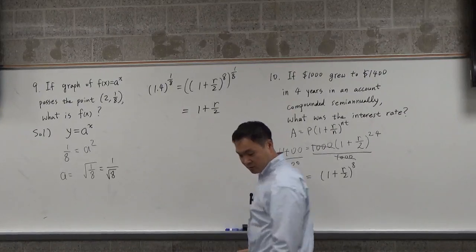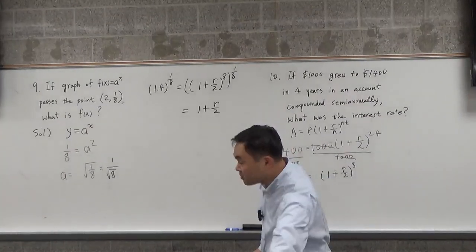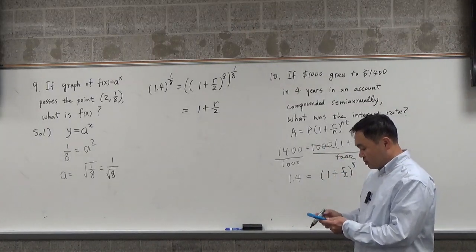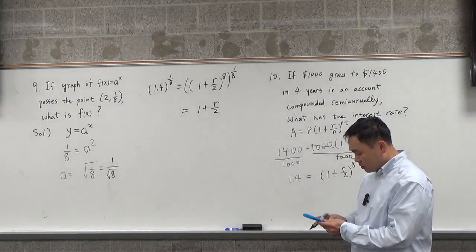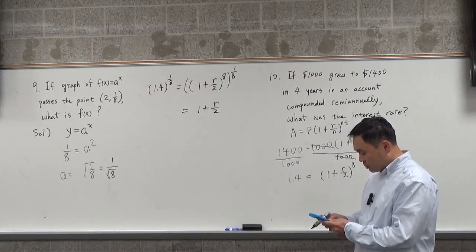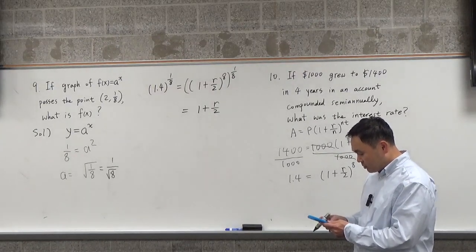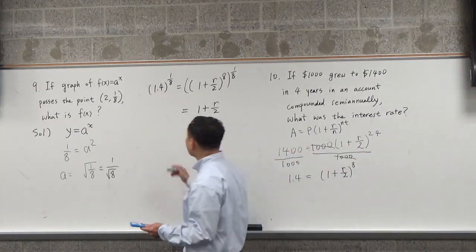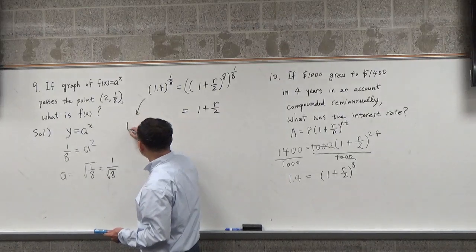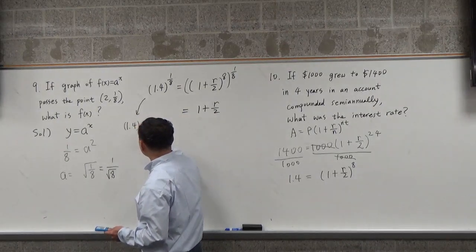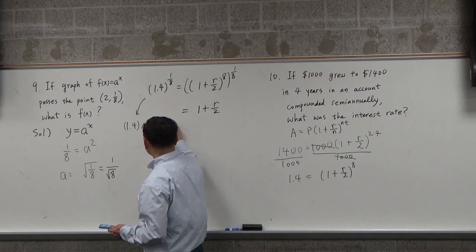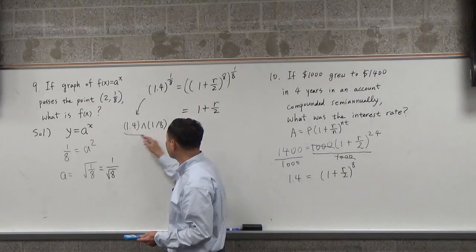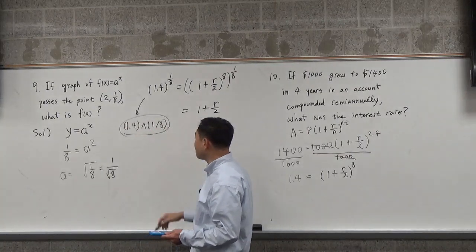Where's my calculator? Okay, on the other hand, if you do 1.4 to the power of 1 divided by 8, so in the calculator I did this, 1.4 to the power of 1 divided by 8. Again, don't forget this parenthesis or else it's completely wrong. It's very important that you have this parenthesis around.